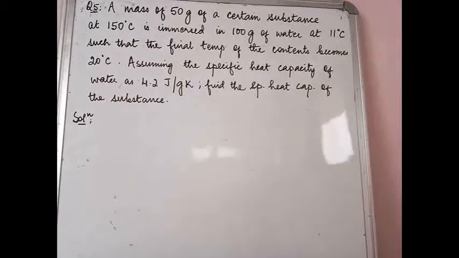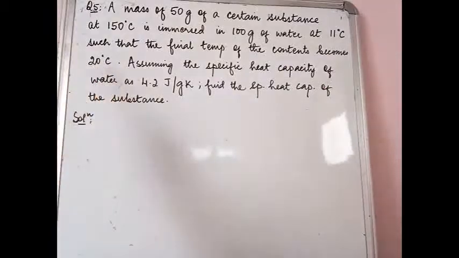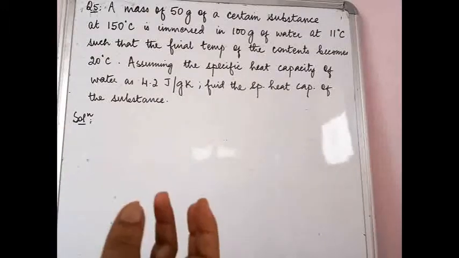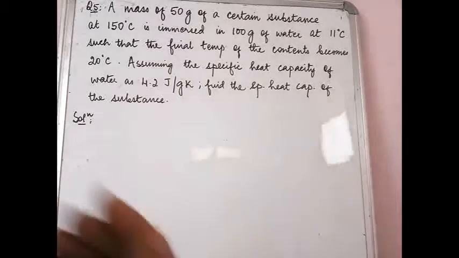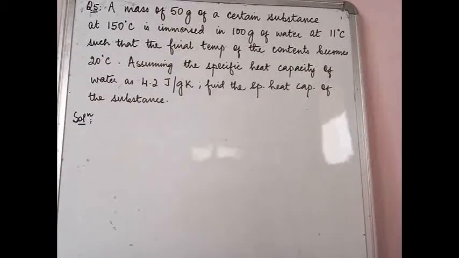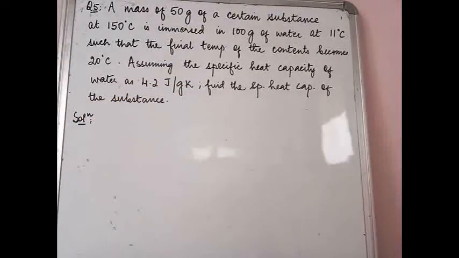So what will be the result of this mixing? Such that the final temperature of the contents becomes 20 degrees centigrade. It is obvious that when you pour a hot substance into a cooler liquid, after some time there will be a final temperature that will be maintained, because excess heat will flow from the hot substance to the cold substance, and after some time when both temperatures become the same, that temperature is known as the final temperature. So assuming the specific heat capacity of water to be this, find the specific heat capacity of the substance.